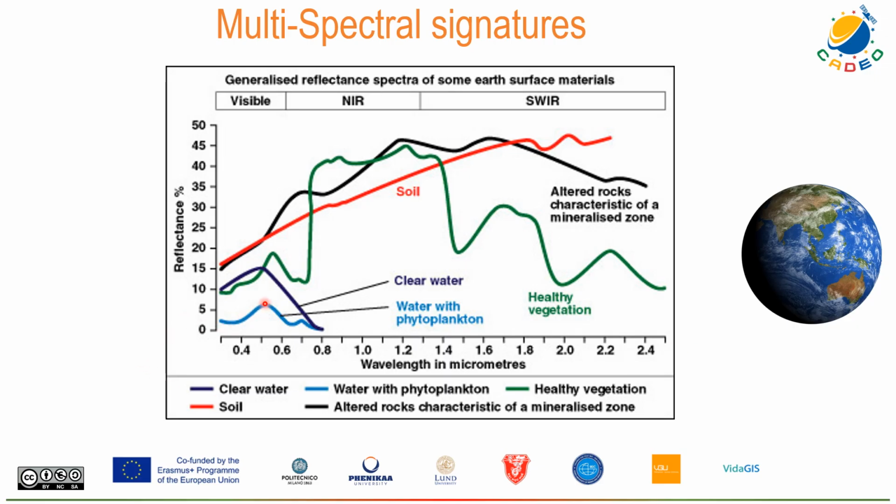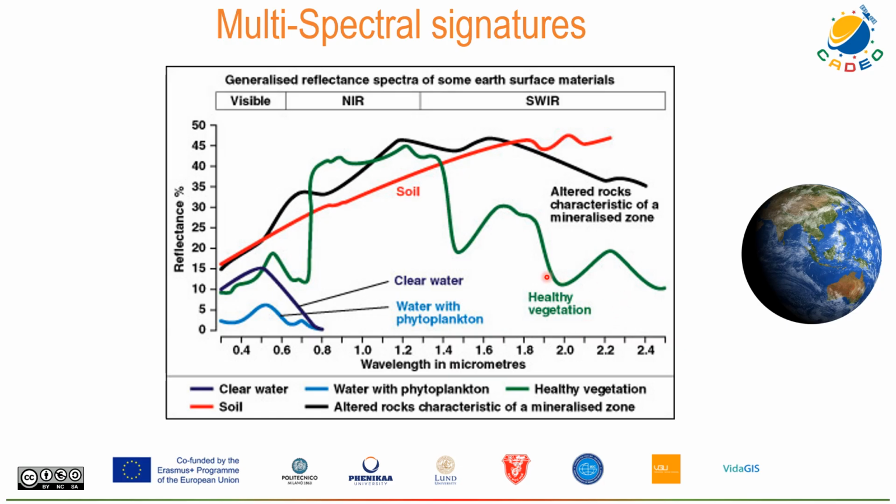We see water here reflects only about 5%. This is reflectance here. Only 5% of the incoming radiation is reflected by water. The rest is being absorbed, and the energy is then transformed into warming up the water.